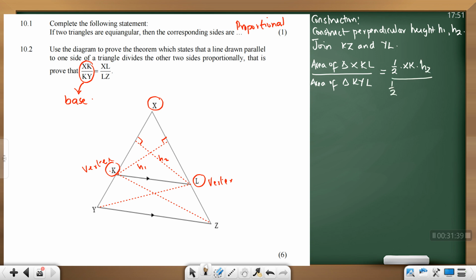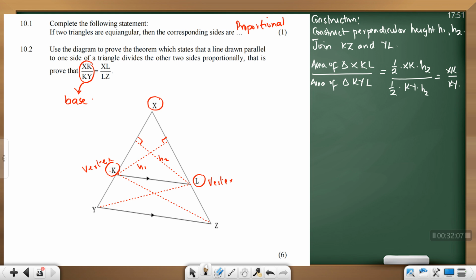Over half. What is your base? KY. Please learn the system because the next time you are going to prove this. It's a system and I'm trying to explain my steps. The half will cancel the half. The H2 will cancel the H2, Shamil. Next one you are proving because you're busy. XK over what? KY. I'm done with the left hand side.